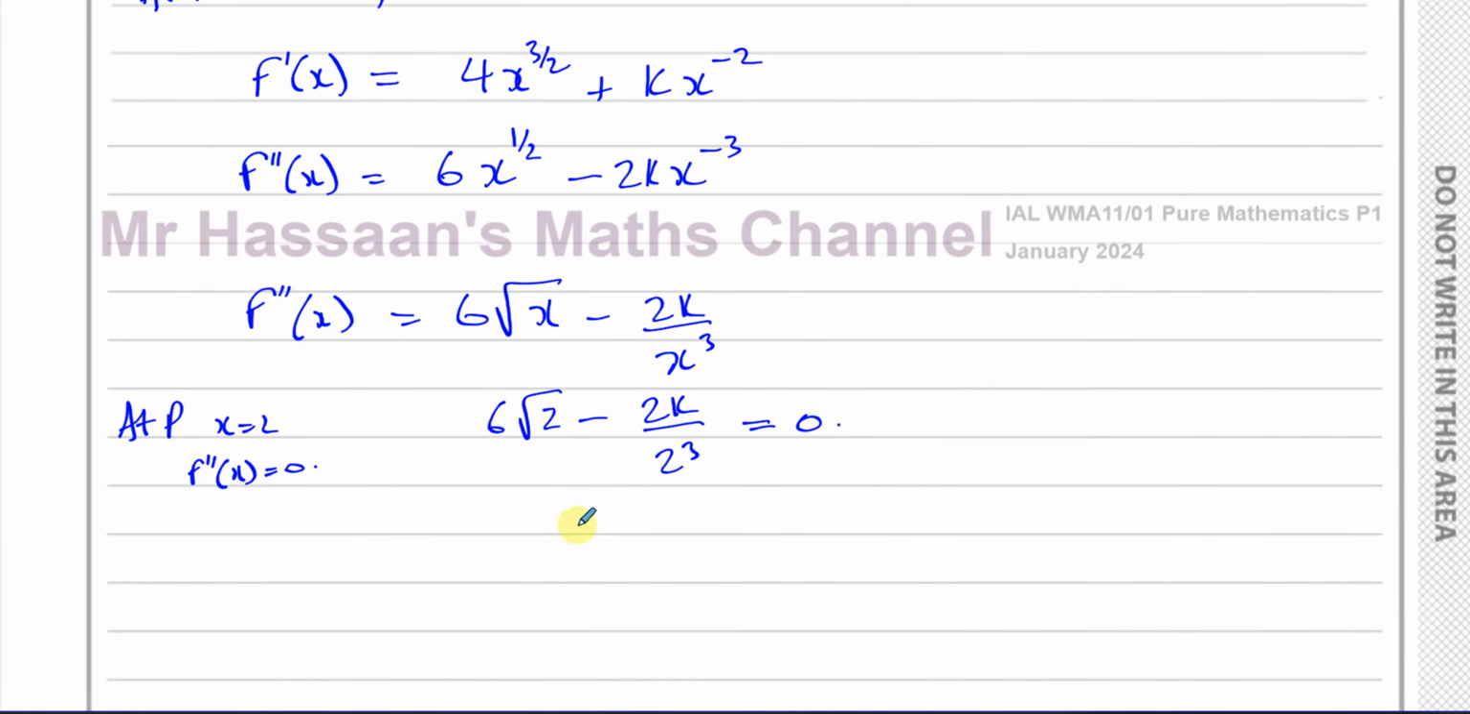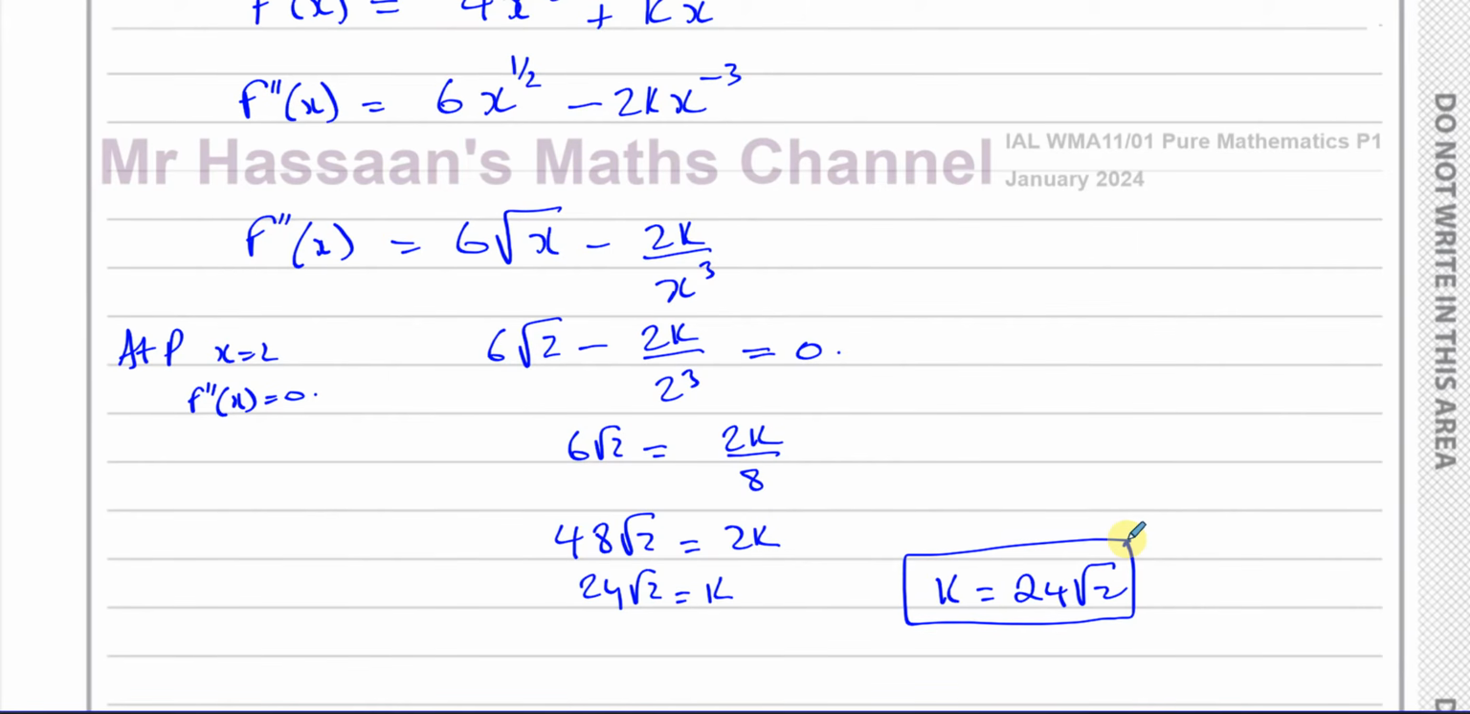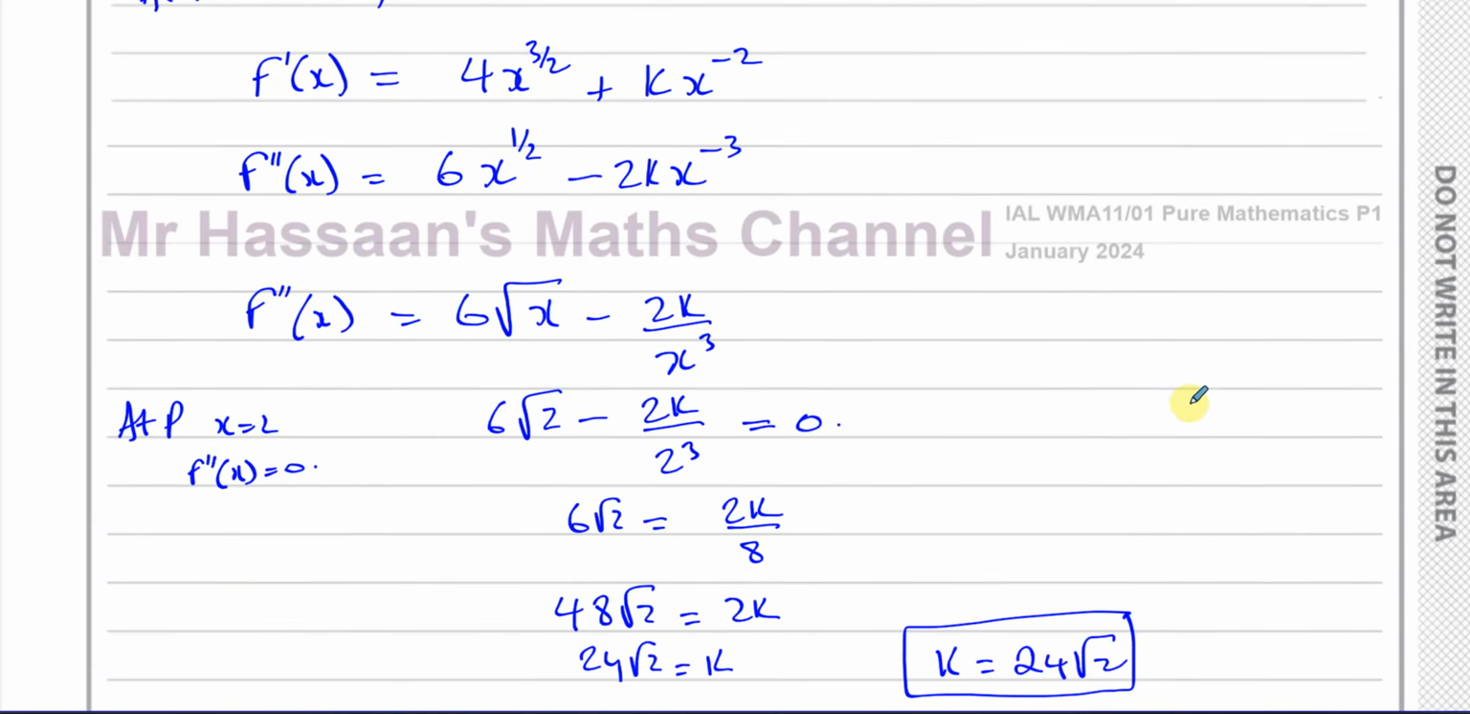So we can say that 6 root 2 is equal to 2k over 8, just squaring the 2 cubed. If you multiply both sides by 8, 6 eighths are 48, so 48 times root 2 is equal to 2k. Therefore, dividing both sides by 2, you have 24 root 2 equals k. So k is equal to 24 times the square root of 2. There's the answer to this question. So we found the value of k, and that's part A, 4 marks for that.